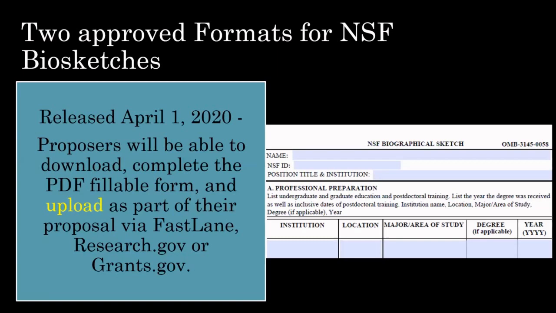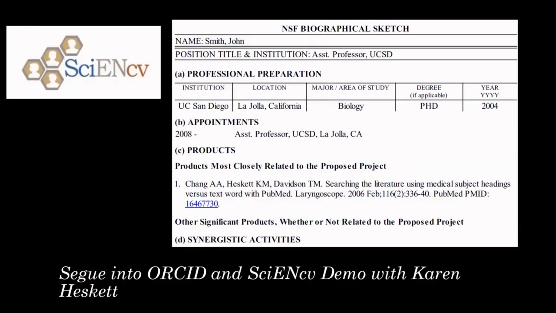Okay, so we just talked about this. To the right, there's an example of what that fillable PDF would look like. You can tell with the blue shaded fields. You're going to go in and key in the information. All right, cool. This brings us to our segue to ORCID ID and SciENcv.